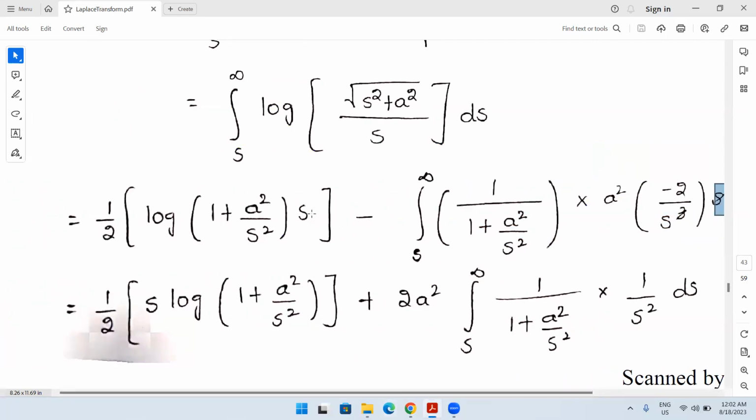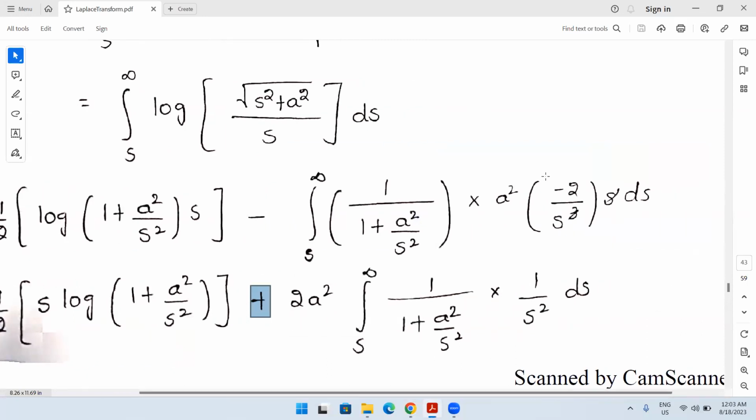So I'm taking the starting log (1 plus a square by s square), plus here what is the common thing we take, now minus 2a square. Minus 2a square we can take outside, so minus of minus is plus 2a square. This is as it is, 1 by (1 plus a square by s square), into what is left here: this s and s cube after cancelling gives 1 by s square, ds. Here also take the LCM. What do we get? (s square plus a square) by s square, so that this s square can be cancelled.